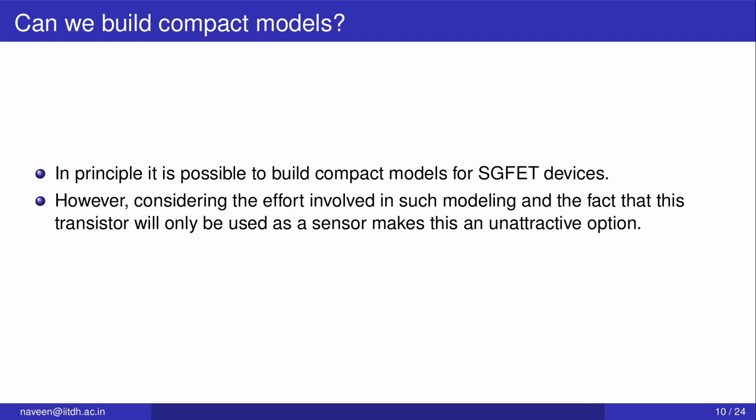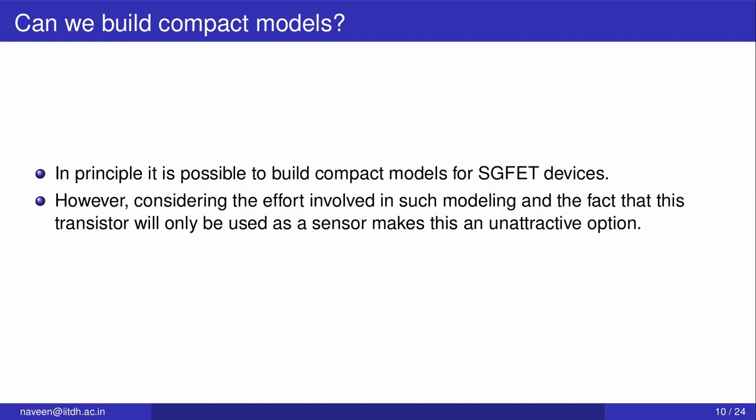So one might ask, why don't we just build compact models for these kinds of sensors also? In principle, it is possible to build compact models, but it is quite an involved task. Compact modeling is always a very involved task in terms of man hours required for generating the compact models. And in addition, one has to note that this kind of sensor transistor will be used only in one configuration. It's not like a circuit designer would want to explore a wide range of types of circuits with this, or a wide range of geometries.